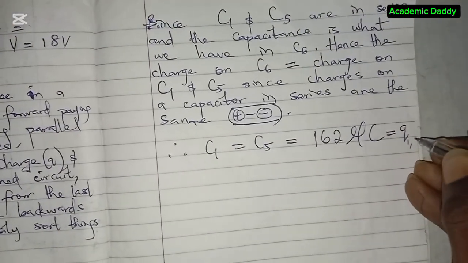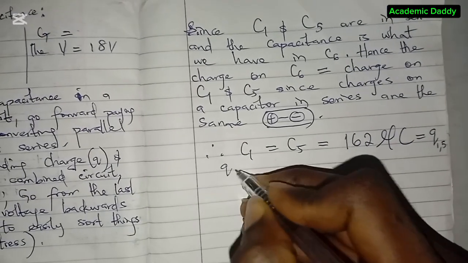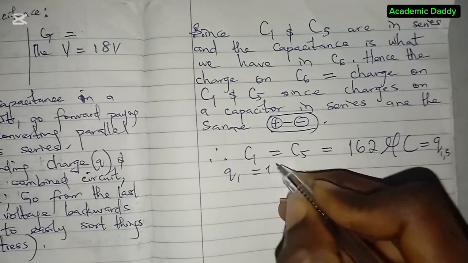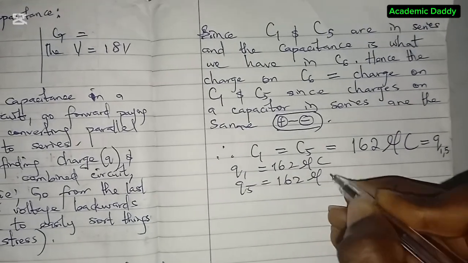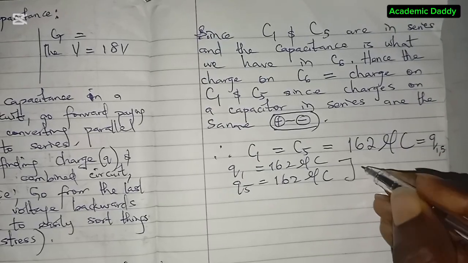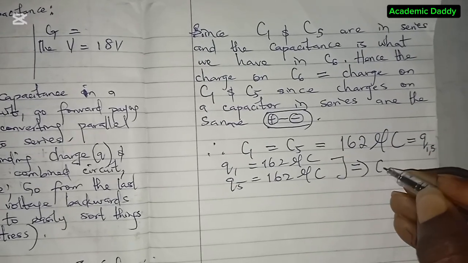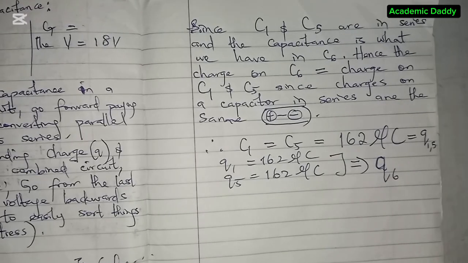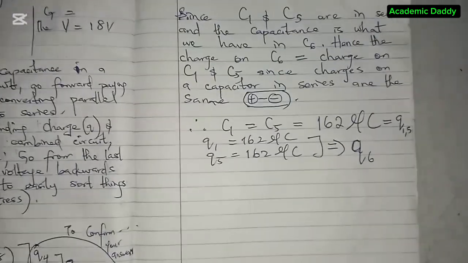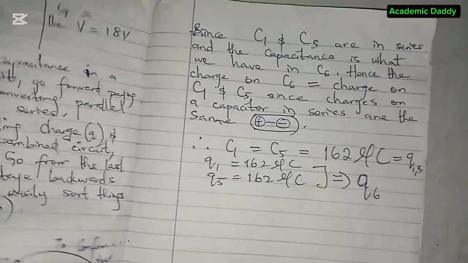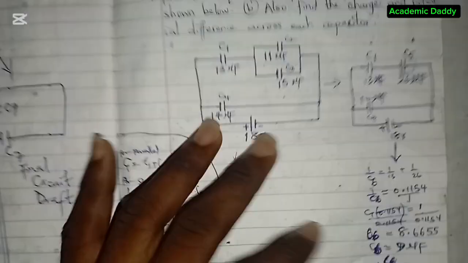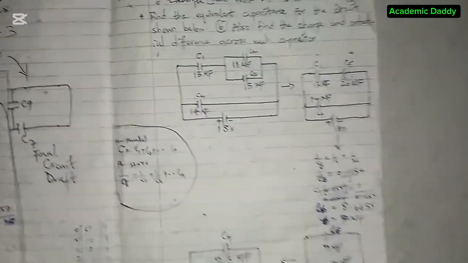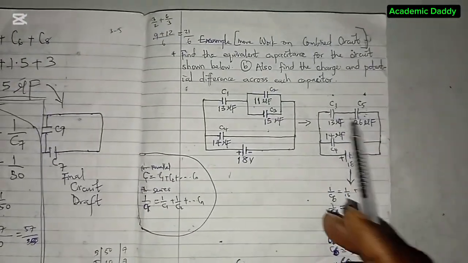So that means Q1 equals Q5. Q1 equals 162 microcoulomb and Q5 equals 162 microcoulomb, because they are equal to C6's charge. So if I know this, let me continue backtracking. That's why it's important to backtrack. This thing becomes complicated if you are not told that you have to backtrack. So if I know this, I've gotten C1 and C5.